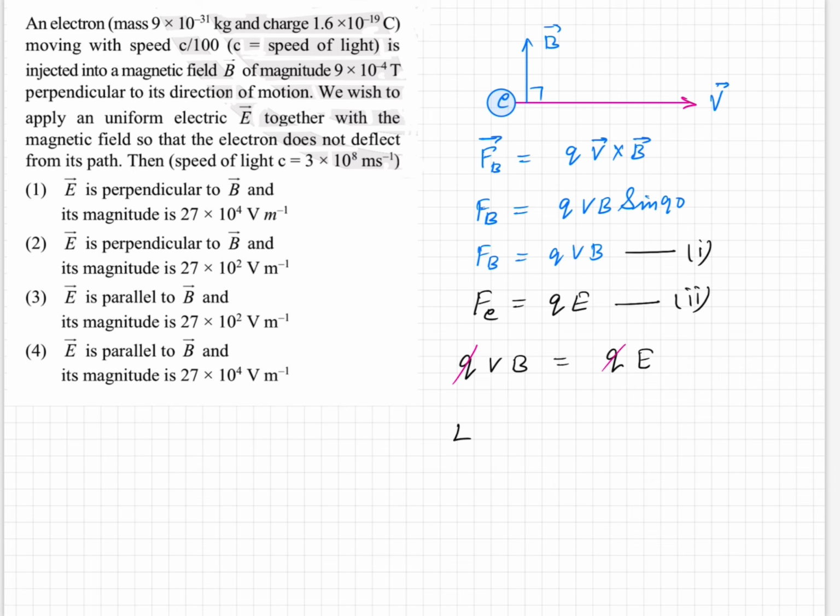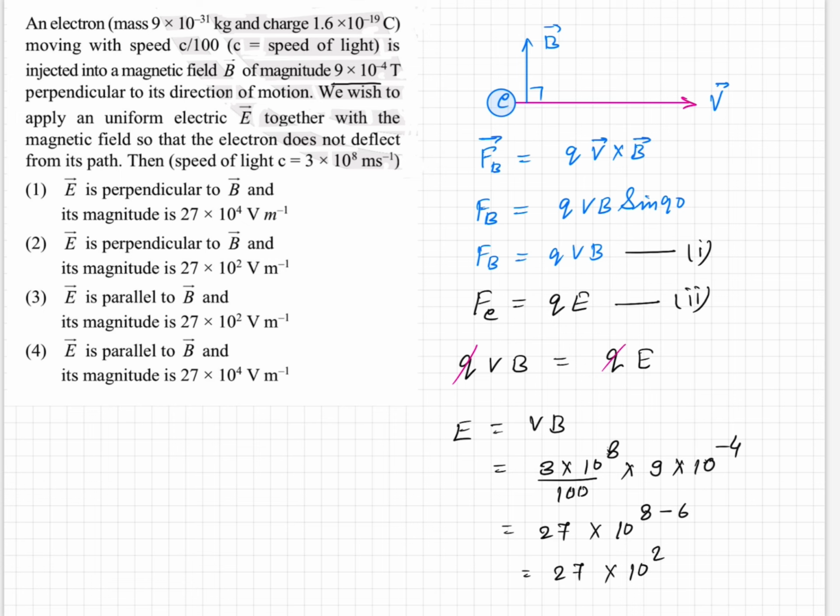The value of the electric field we will have is v into B. The velocity of the charged particle is given, that is c/100. The value of c is 3 × 10^8 divided by 100, and the value of the magnetic field B is also given, that is 9 × 10^-4 Tesla. If we simplify this, then you will be getting 27 × 10^(8-6), which is equal to 27 × 10^2.